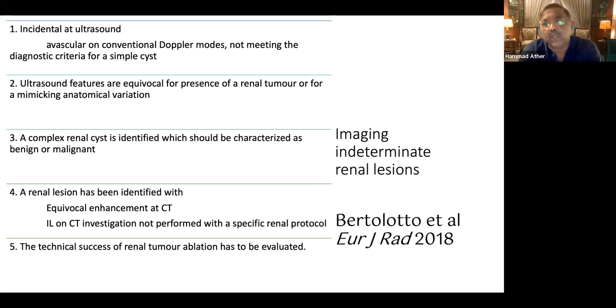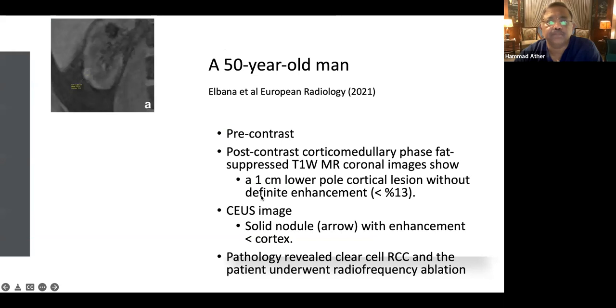The fifth scenario is that you have treated a kidney mass with focal treatment like HIFU, RFA, which is more frequently done, cryoablation, or microwave thermotherapy, and you want to look at the success of this treatment, for which you require a follow-up scan. So in all these situations, contrast-enhanced ultrasound has some indications.